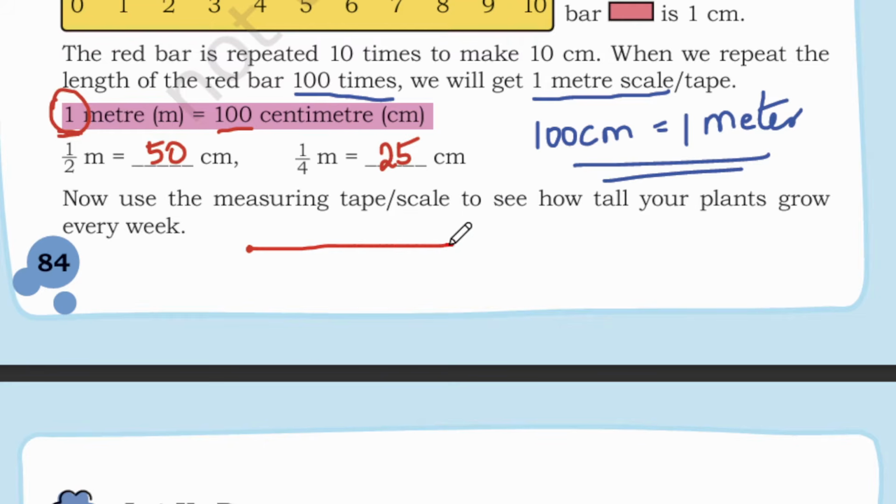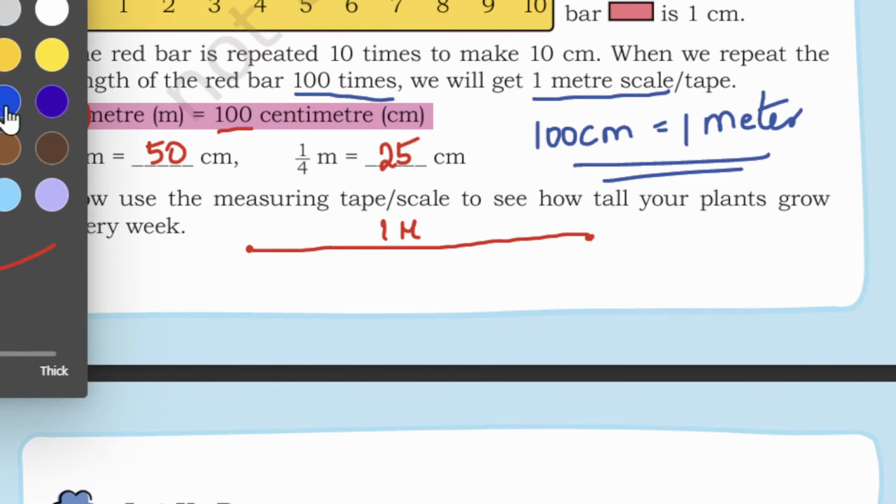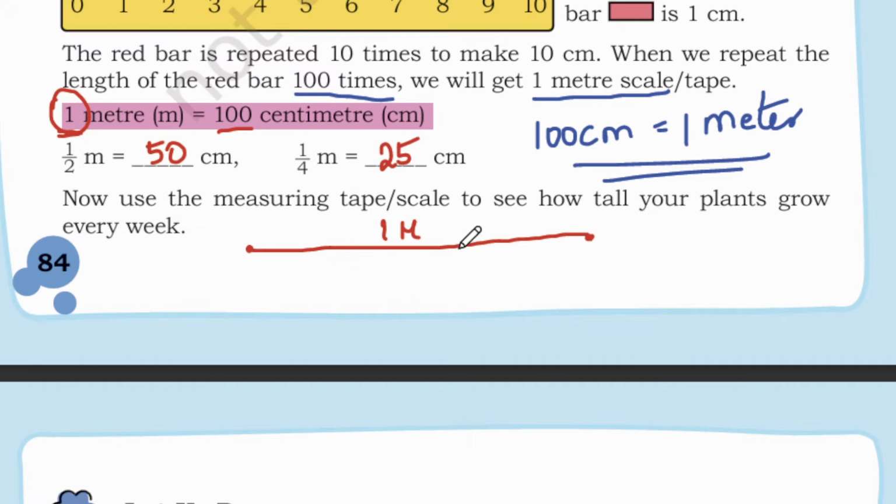I'll show you a line and example. Okay, imagine that this is 1 meter scale, which is also 100 centimeter. Okay, if I divide this into 2 equal parts, what will be there? Here we have 50 centimeter half, and here we have 50 centimeter half. So half is 50 centimeter.